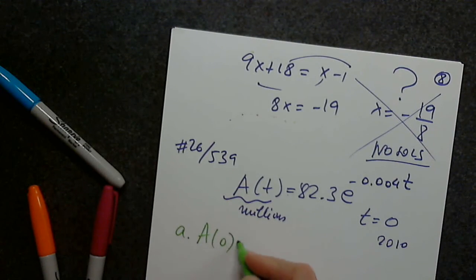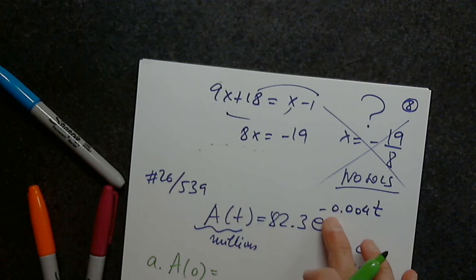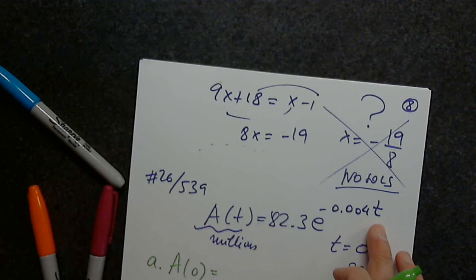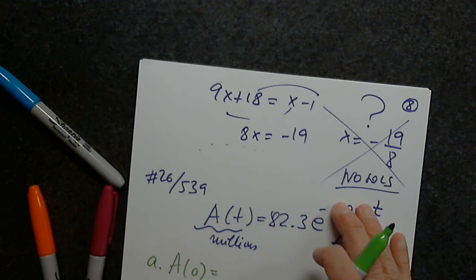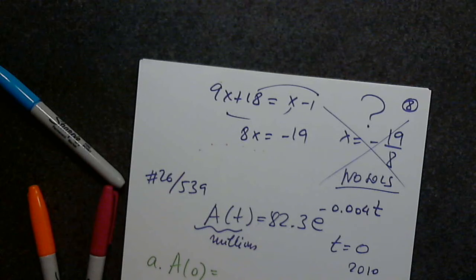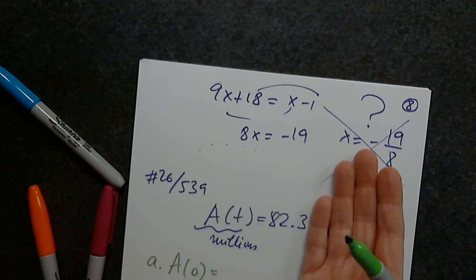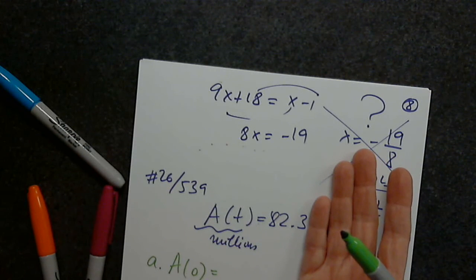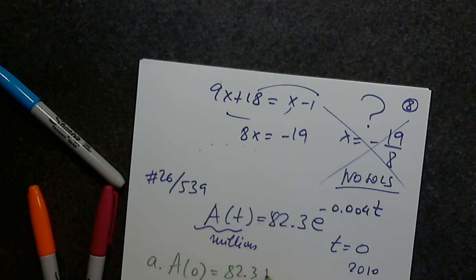So let's do this together. How much is negative 0.004 times 0? 0. How much is e raised to 0? 1. How much is 1 times 82.3 million? 82.3 million. Well, we know that, this must be the initial population.